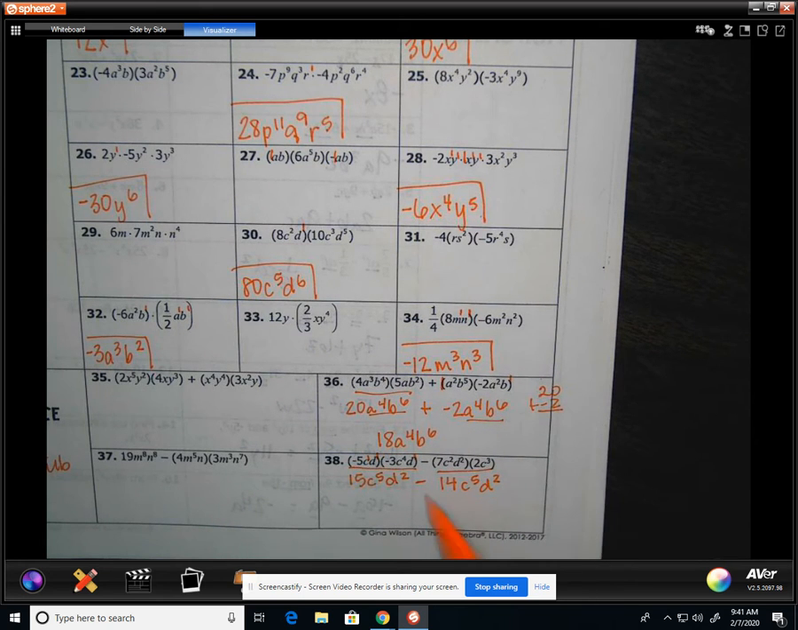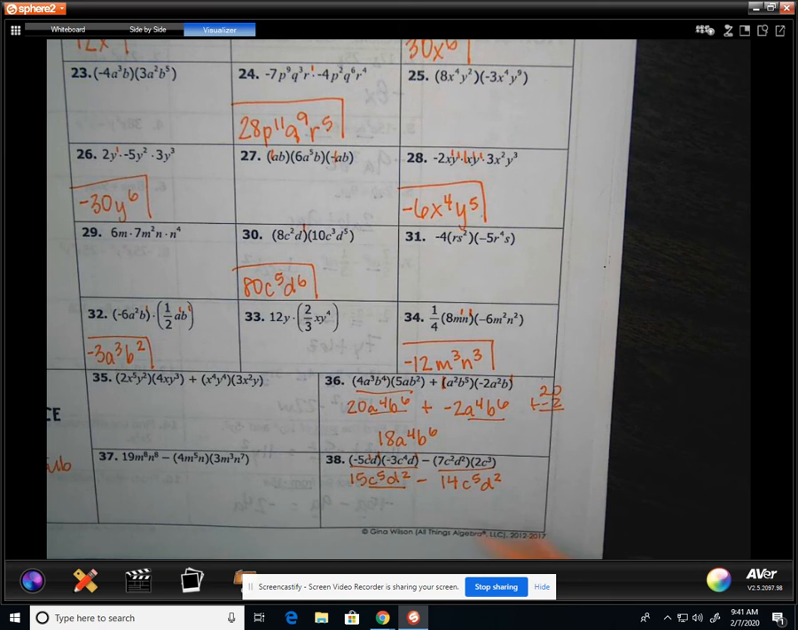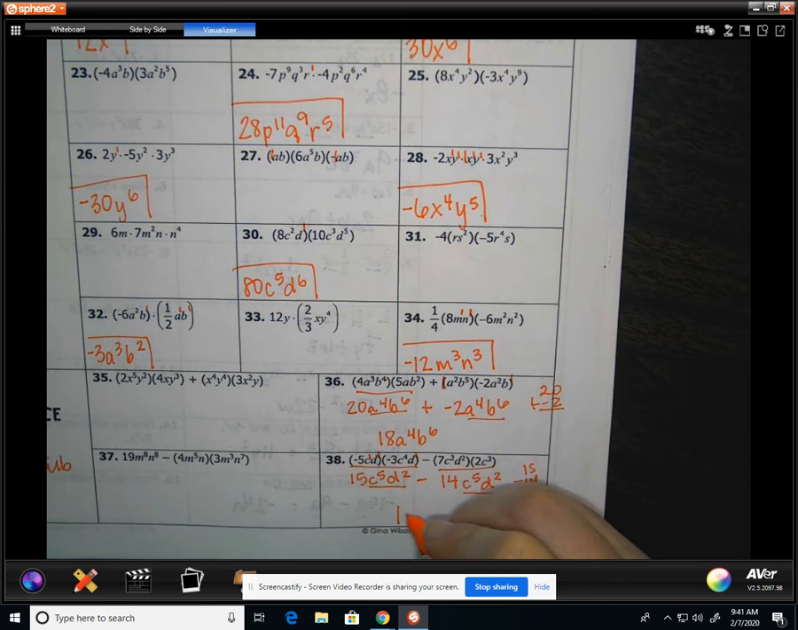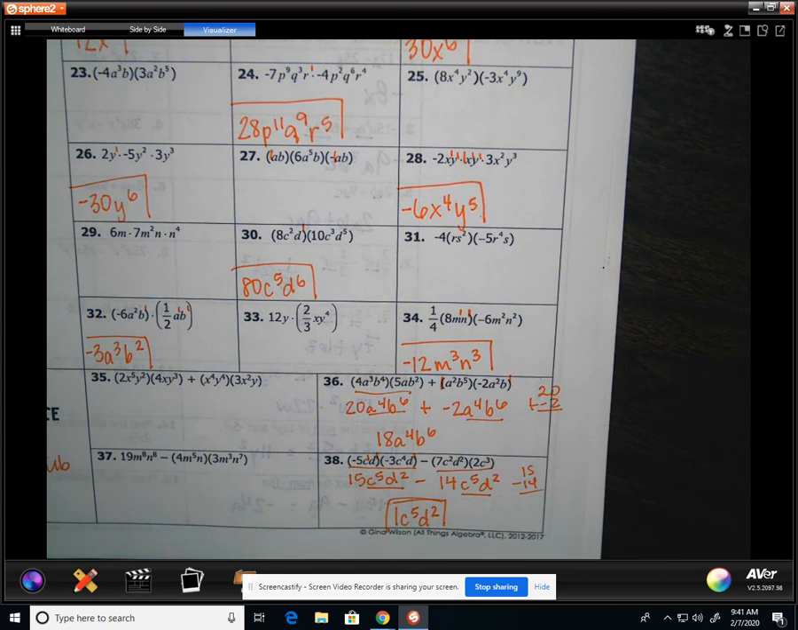Now, in order to actually do the subtraction, my letters have to be the exact same, so c^5 d^2. Well, this is also a c^5 d^2, so all I'm going to do is 15 minus 14, which is 1, and I keep my letters the exact same, c^5 d^2. So my answer is 1c to the 5th d squared.